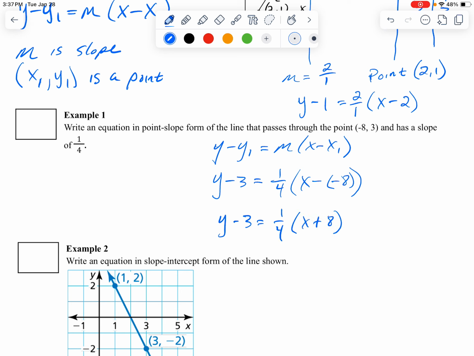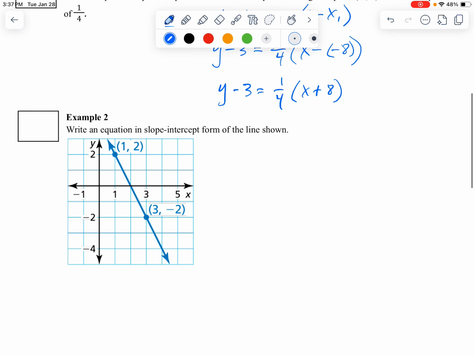Right? Because when we subtract a negative, that's the same as adding a positive. Moving on, same thing if we're given a graph. So we're just going to need to find the slope and choose a point, right?